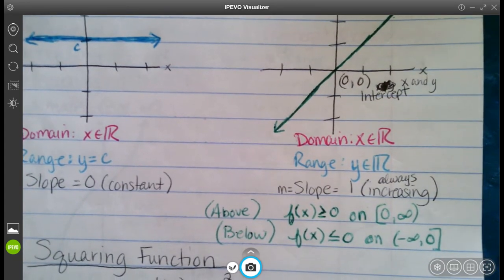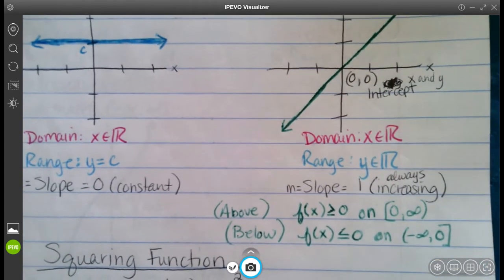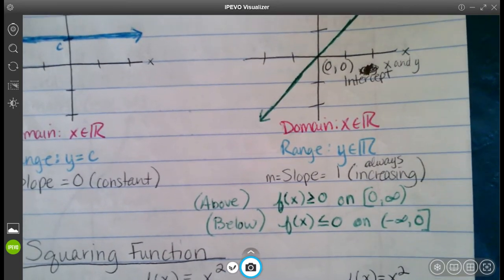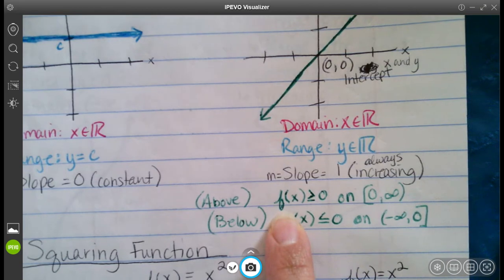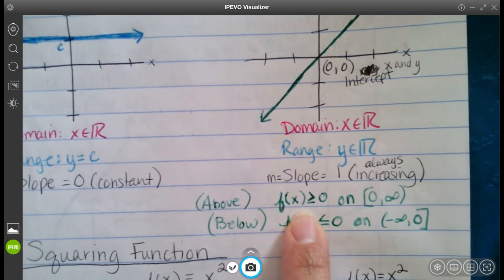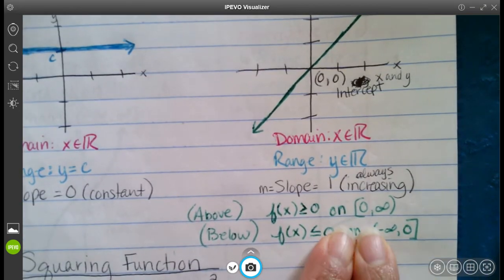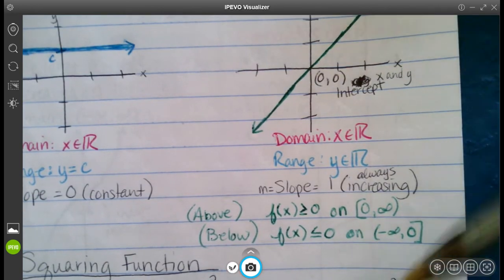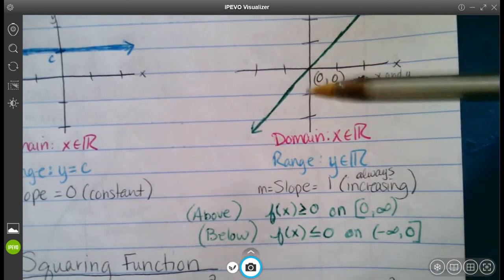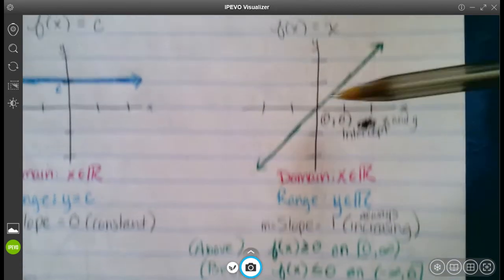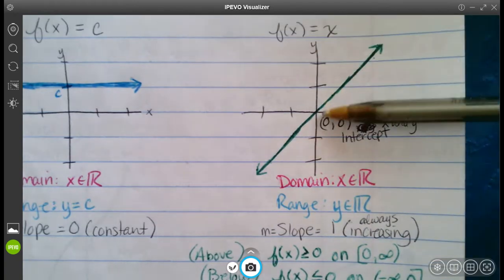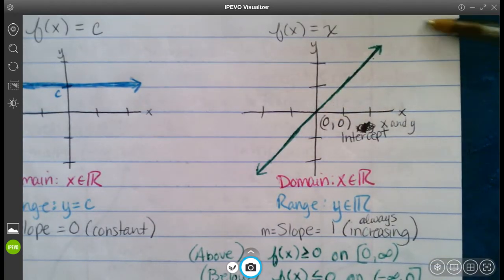And I did want to make a note about something I didn't mention in the other video, simply because it wasn't really part of our text, but you did have some homework problems on it, surprisingly. So I'm going to go ahead and mention it here. I added that f of x is greater than or equal to 0 on the interval 0 through infinity. So what that means, if you didn't get it the first time in class, is that this graph right here is above the x-axis from here to infinity.